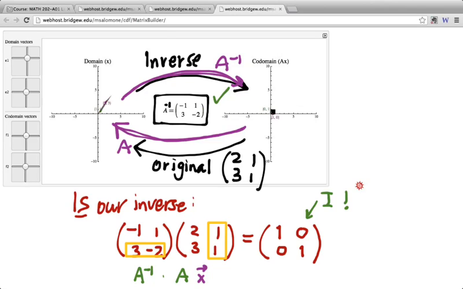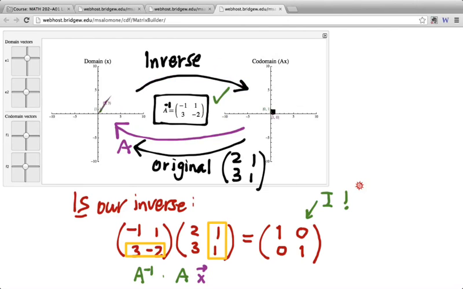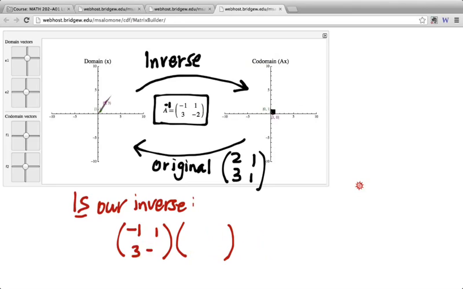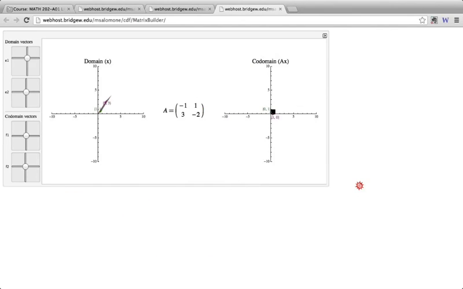Now let's talk about the computational picture. So how could we have discovered this A inverse matrix for ourselves? So let's rewind the tape here to where we had two facts about our inverse matrix that we knew would make it our inverse matrix. Let's bring it back. Here we go.